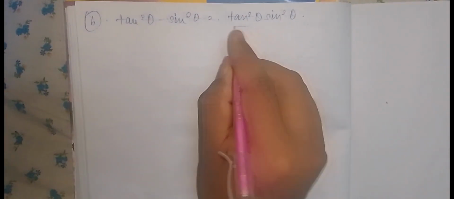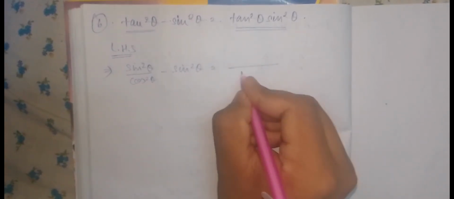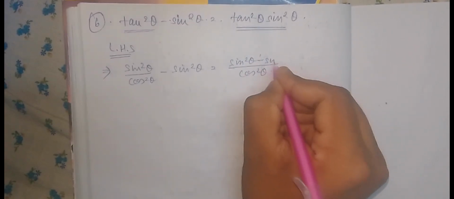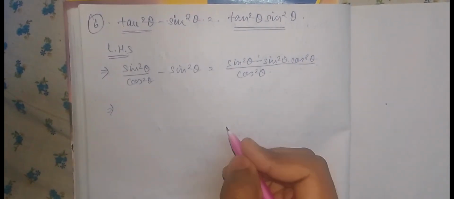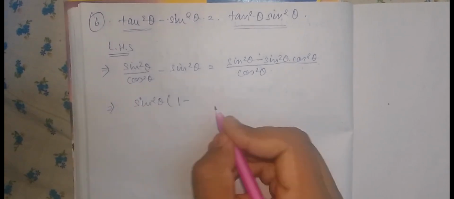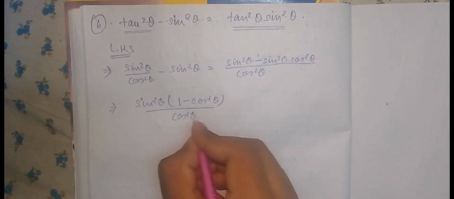Again, seeing the right hand side, we have to change this tan square theta into sine and cos. So the left hand side we can write as sine square theta divided by cos square theta minus sine square theta, which will result in sine square theta minus sine square theta into cos square theta, taking sine square theta common, we can say 1 minus cos square theta, and the denominator as usual is cos square theta.